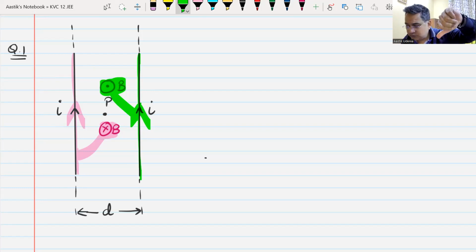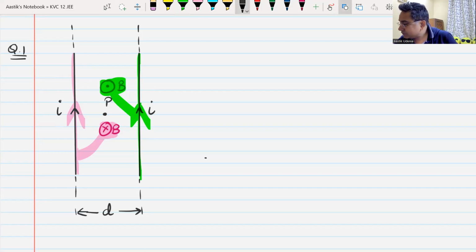Yes or no? Yes, sir. Okay. Now if I would have changed the question and if I would have made one of the wires in the opposite direction, the current in the opposite direction, then what would be the answer?